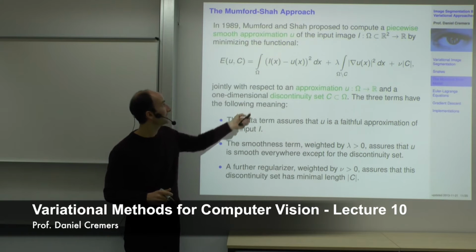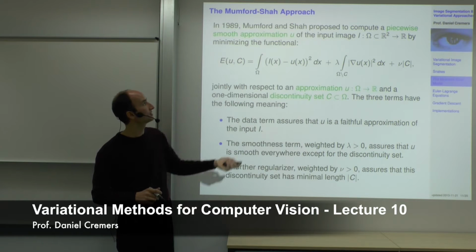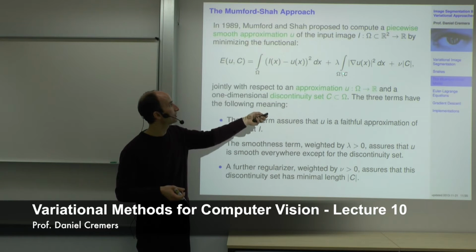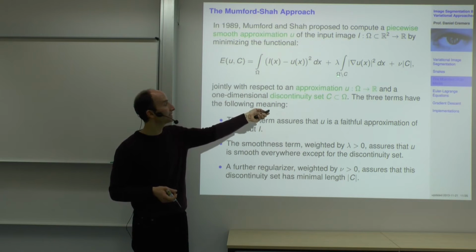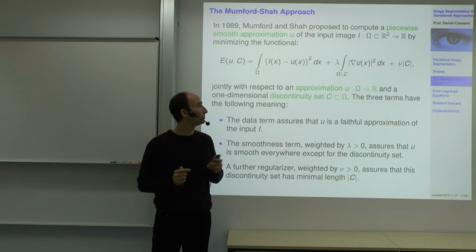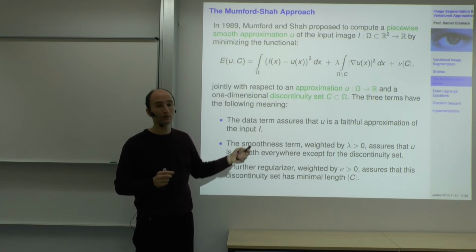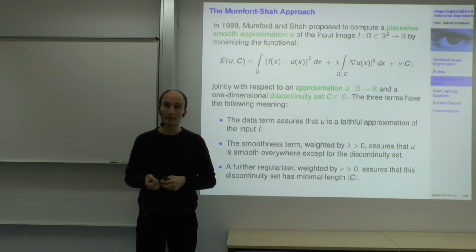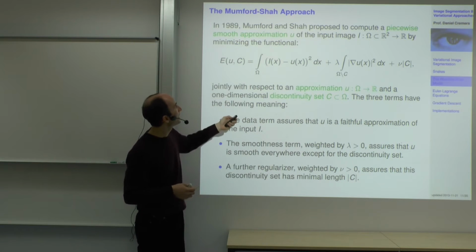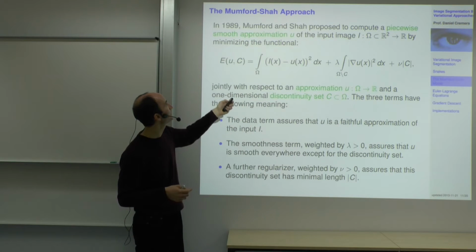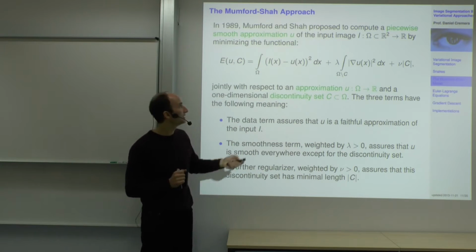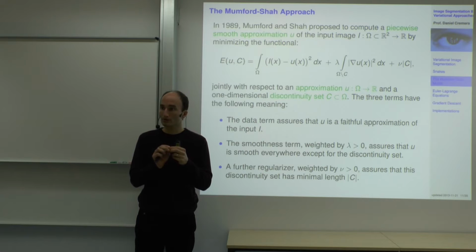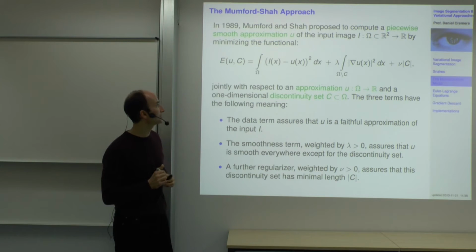One is the quadratic data term, one is a quadratic smoothness term, but the key smart thing about it is that the smoothness term is adaptive in the sense that smoothness is not penalized for all pixels, but only for those pixels where you don't have a discontinuity set C or boundary, if you will. And so the idea is that you do a smooth approximation, but it's actually only piecewise smooth in the sense that you have a discontinuity set C where you allow the approximation U to jump, to be discontinuous.